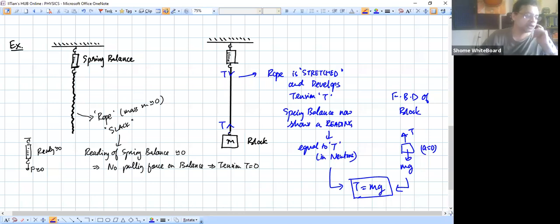No, Ayush, let us not discuss spring right now. We are talking about the string or the rope. A spring balance is just a device to measure the amount of force.